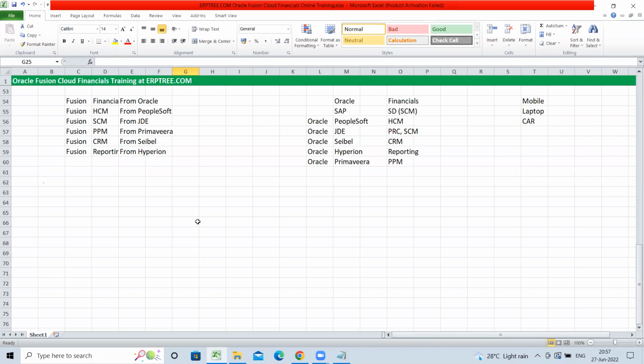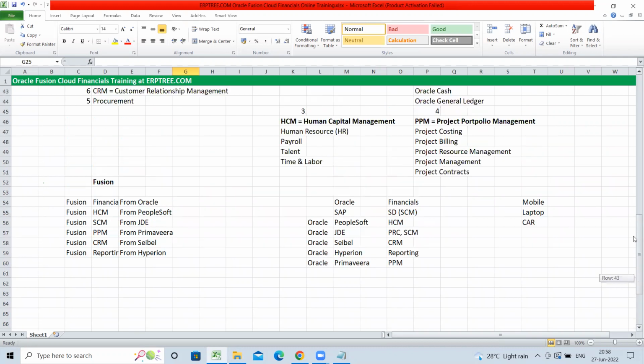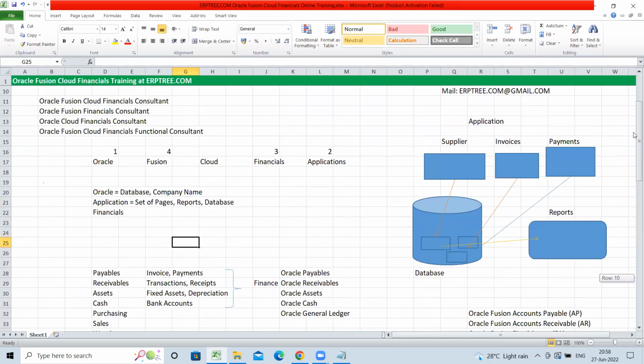Any other questions? There will be no refresh at the instance level. No refresh. It would be very stabilized. You will get access to a stabilized instance.